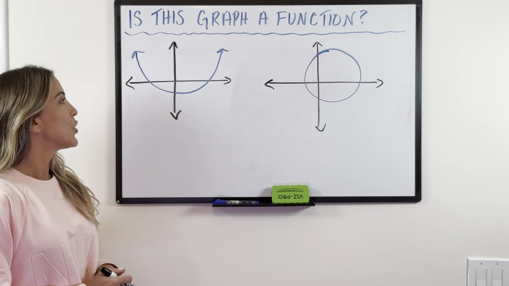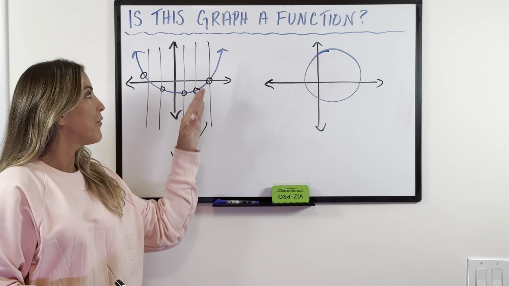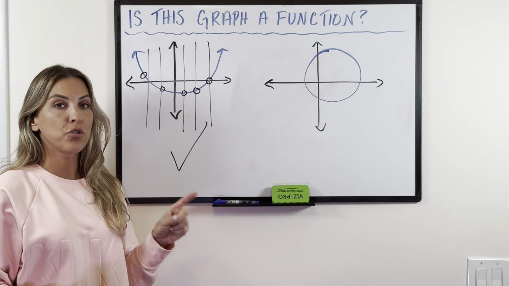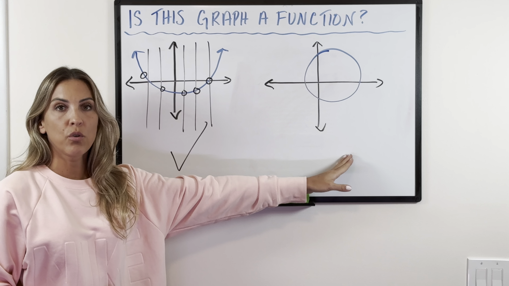So this vertical line hit the blue only once. This vertical line also hit the blue only once. Each vertical line that I drew only hit my picture one time. So that means that this is a function. The vertical line test says that if each vertical line you draw hits your picture just one time, then you have a function.